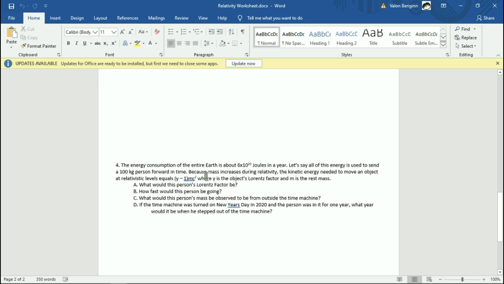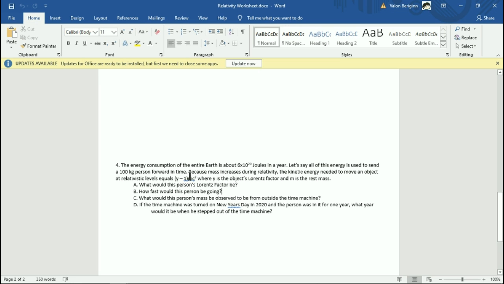Okay, so basically, when you start getting stuff that's close to the speed of light, then the kinetic energy equation is actually this here. So it's your Lorentz factor minus 1 times the regular mass of the object, so in this case the 100 kilograms, times the speed of light squared.